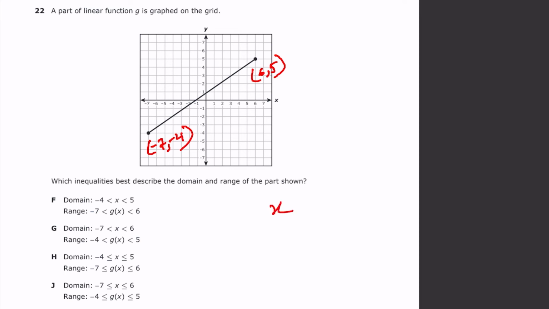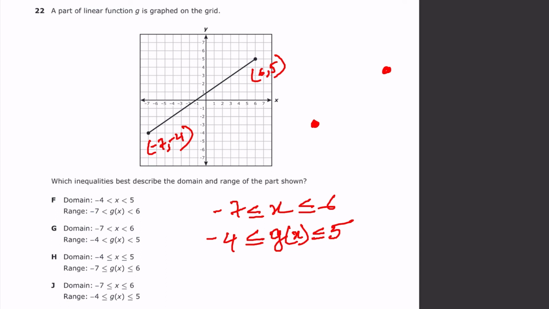X values always lie between, here you can write it as x always lies between -7 and 6, because you're having a big dot over here. This thick dot is nothing but it is less than or equal to, we use for that. So then for y values, the range is, this is the domain and this is the range. For range also you use less than or equal to. So therefore you're getting -4 less than or equal to g of x, and g of x is less than or equal to 5.